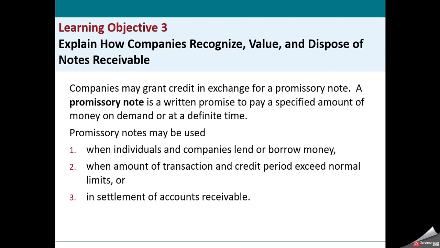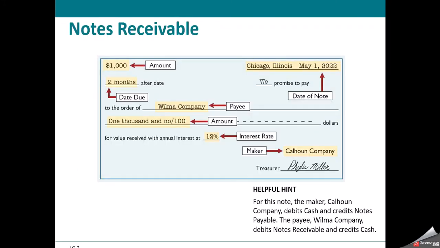All right, then we get into our notes receivable. So like I said, sometimes instead of having an accounts receivable, it's a notes receivable, and normally it's a longer term of a receivable. It goes a little more than 30 days. So here's an example of what a note would look like if it was made between two different companies. And then you can see the due date is within 2 months.